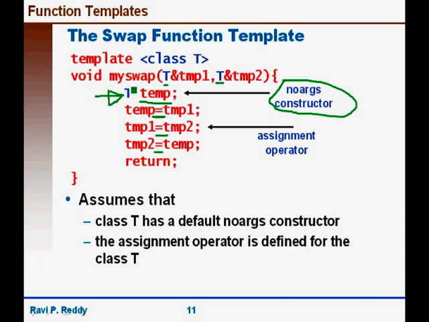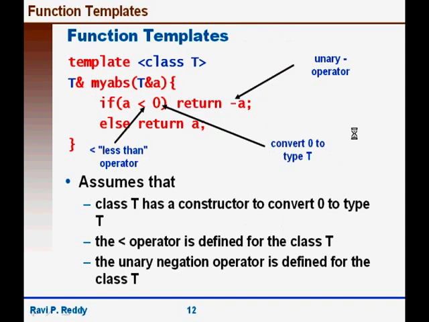So the function template myswap will work only on a class which has, number 1, a no-args constructor, and number 2, an overloaded assignment operator. Otherwise it will not work. Let's look at the class requirements of the function template myabs. In myabs we are using two operators.